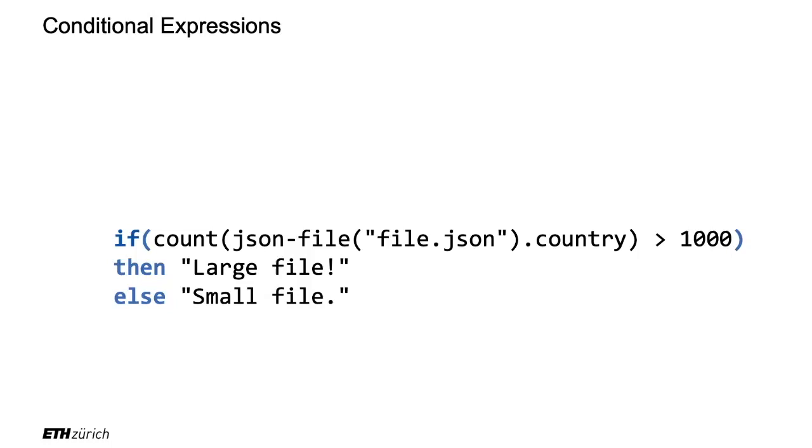Okay, so many languages have that. In JavaScript, in Python, and so on. What it means is that you evaluate what there is in the if. It's either true or false. If it's true, then you return whatever is after then. And if it's false, then you return whatever is after else, right? So in that case, we count the number of countries. Is it more than 1,000? No, of course not. There's not more than 1,000 countries, right? So this is going to output small file. That's an if then else. Okay, but it's a functional version of an if then else.